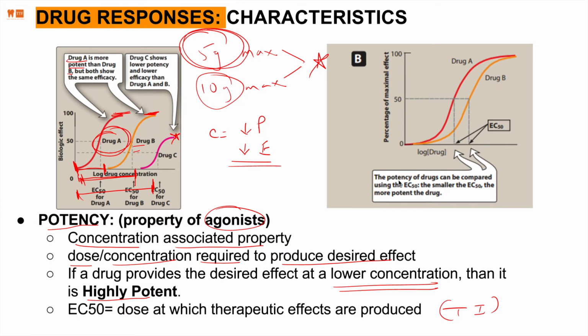Now in the second picture here, the potency of a drug can be compared using the EC50, which is where the dosage and the concentration of the therapeutic effects. The smaller the EC50, the more potent the drug, which means the less the amount of drug needed and the more the effects produced makes the drug more potent.